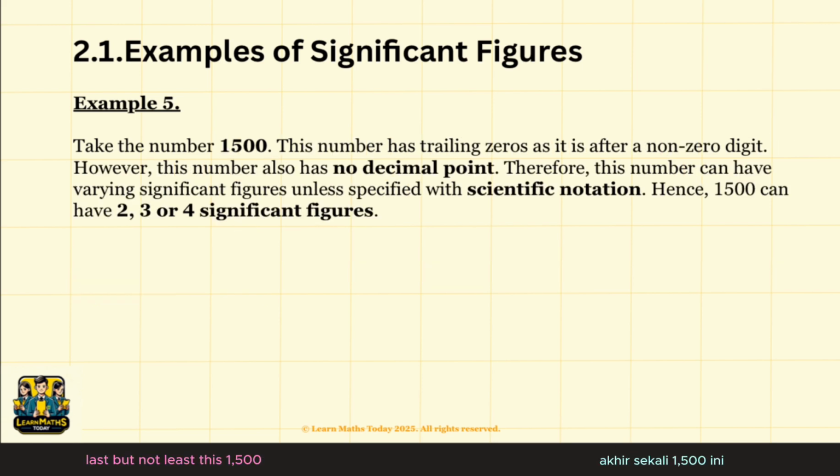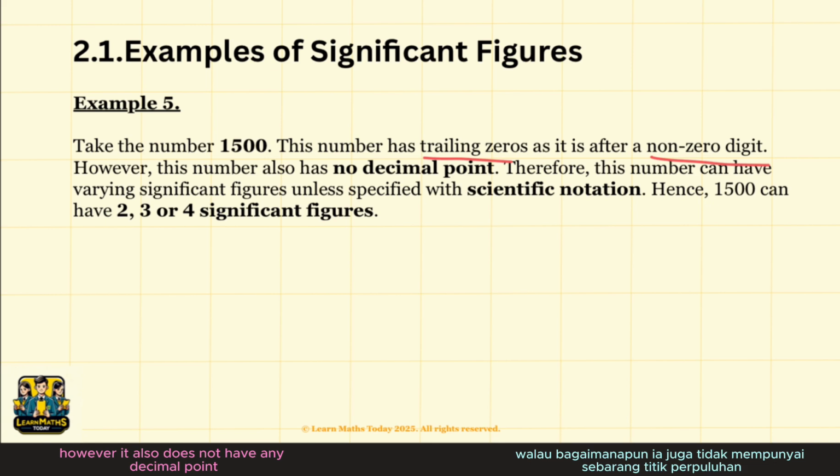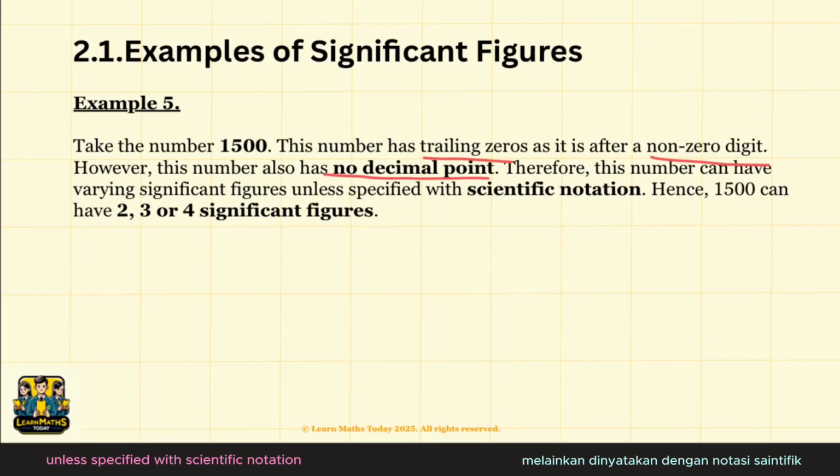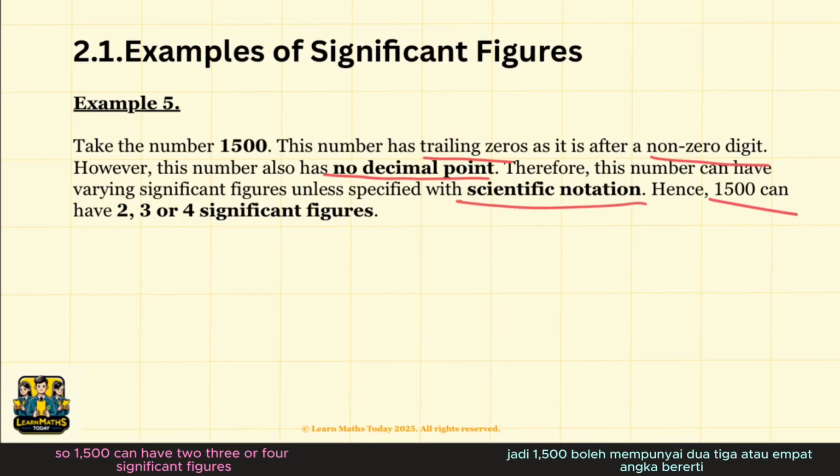Last but not least, this 1500. This number has trailing zeros as it's after a non-zero digit. However, it also does not have any decimal point. Therefore, it can have varying significant figures unless specified with scientific notation. So 1500 can have 2, 3, or 4 significant figures.